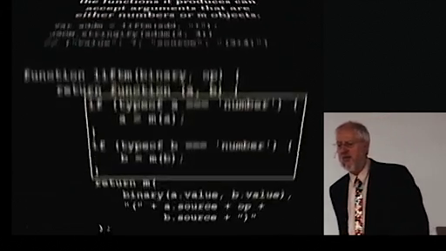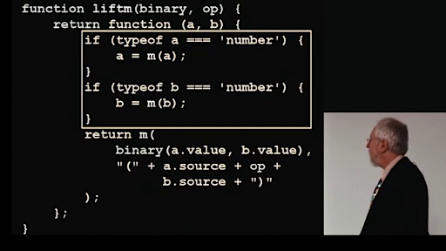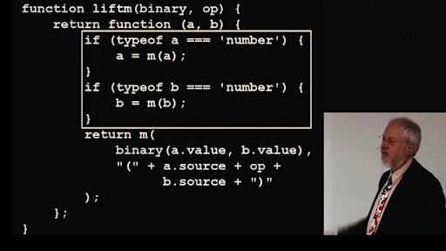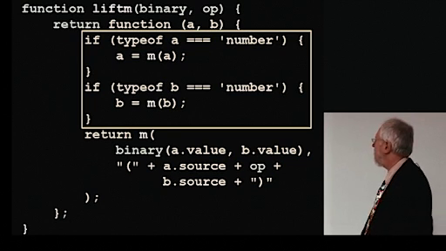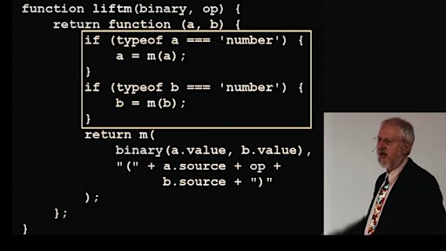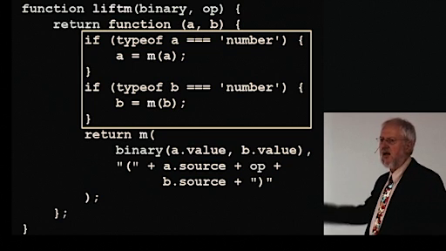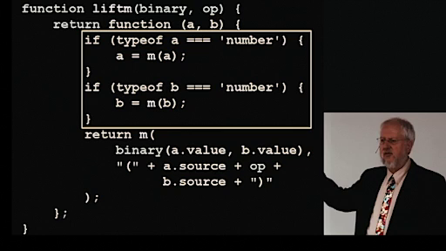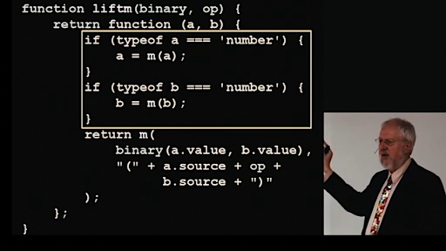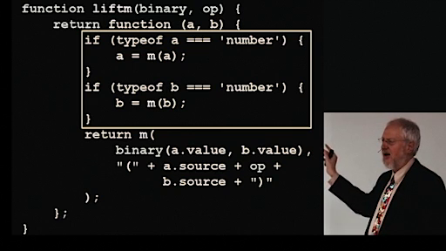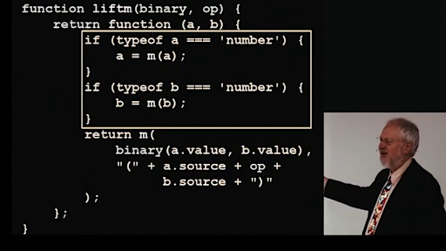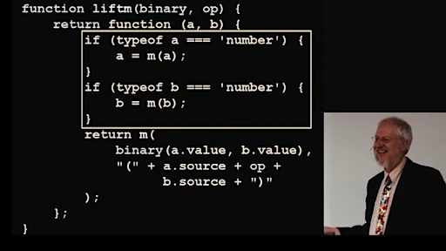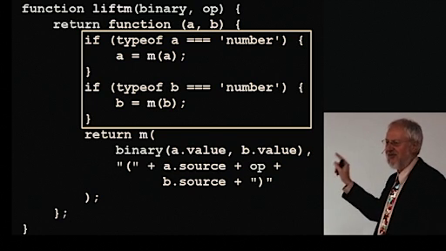Okay, here's liftM. So the change I made was in the box. I just looked at the type of the argument, and if it is a number, I call M to turn it into an M object. So who got something that works? Very good. Who did it the hard way? What's the hard way? Where you didn't do that. Yeah. So first rule of objects.